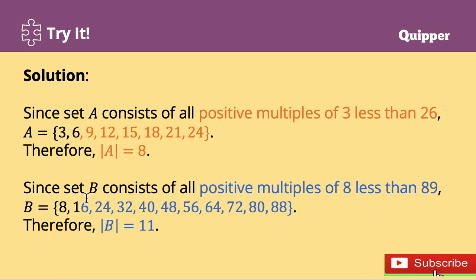Now for set B, which consists of all positive multiples of 8 less than 89. The multiples of 8 are 8, 16, 24, 32, 40, 48, 56, 64, 72, 80, and 88. These are the multiples of 8 that are less than 89. So count the elements: 1, 2, 3, 4, 5, 6, 7, 8, 9, 10, 11. So the cardinality of set B is equal to 11.